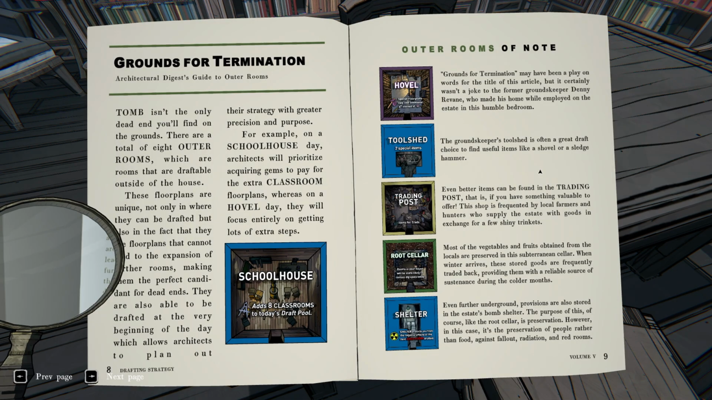They are also able to be drafted at the very beginning of the day, which allows architects to plan out their strategy. For example, on a schoolhouse day, architects will prioritize acquiring gyms to pay for the extra classroom floor plans, whereas on a hovel day, they will focus entirely on getting lots of extra steps.